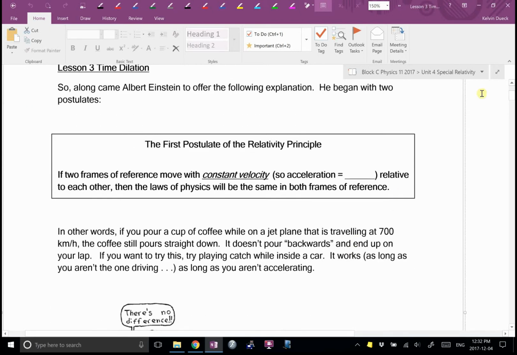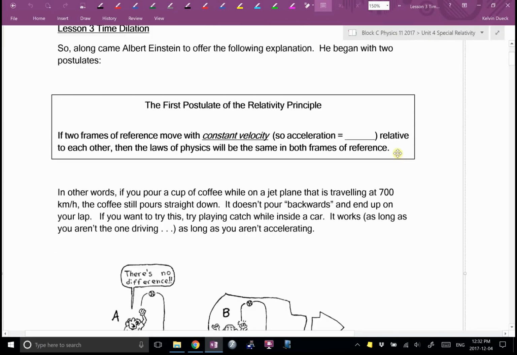And he started with two postulates. A postulate is a statement that you're not going to prove. You're going to assume that it's true and reasonable. And then you're going to say, what can I prove from that? His first postulate, he said this.